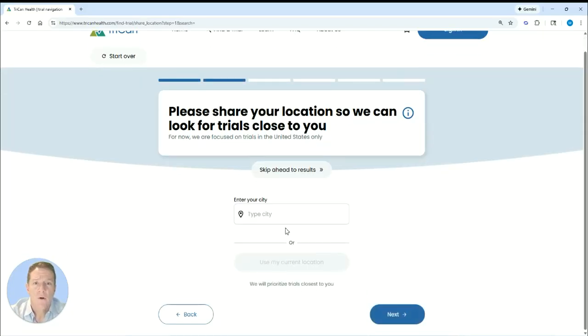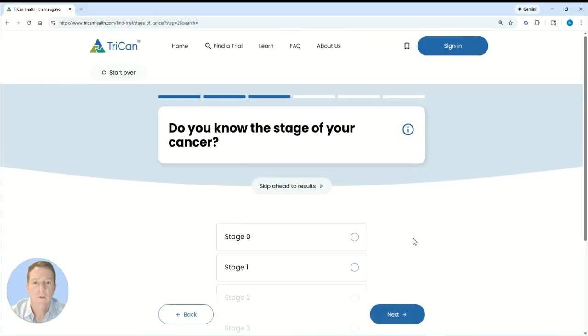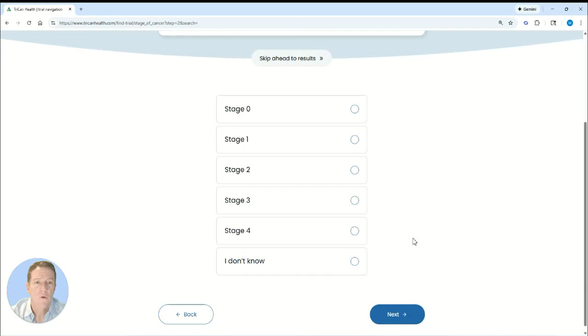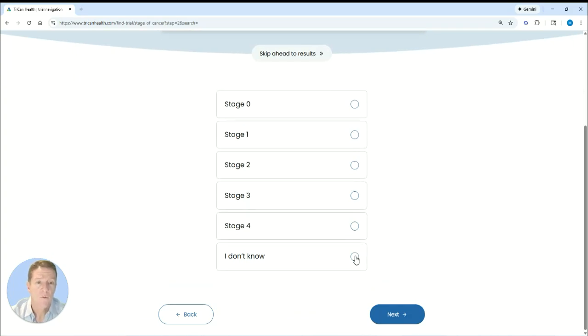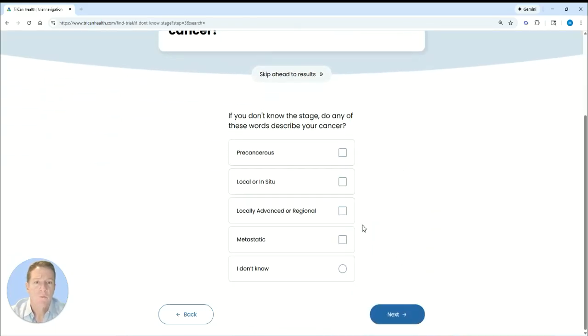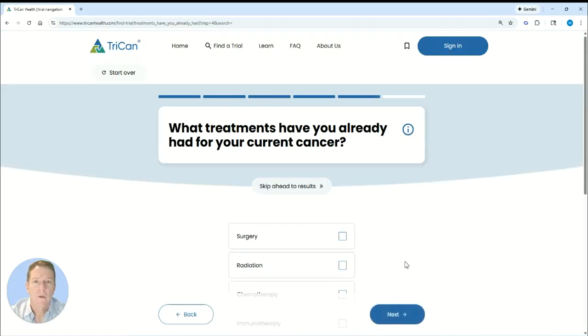You can then look for your specific location, so we can pull up trials that are close to you. We'll assume Dallas, Texas here. And if your physician mentioned the stage of your cancer, you can enter it here, or if you don't know, you can just say, I don't know, or click Next. Your doctor might have used the terms regionally advanced or metastatic or other terms. And if that sounds familiar, again, you can enter that information here and click Next.